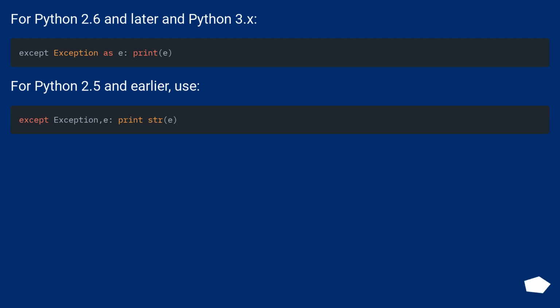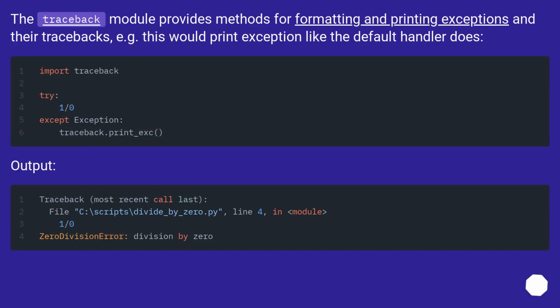For Python 2.5 and earlier, use the traceback module. It provides methods for formatting and printing exceptions and their tracebacks. For example, this would print the exception like the default handler does. Output.